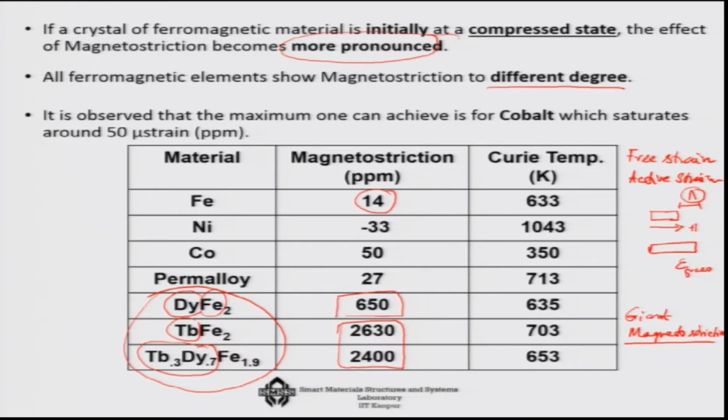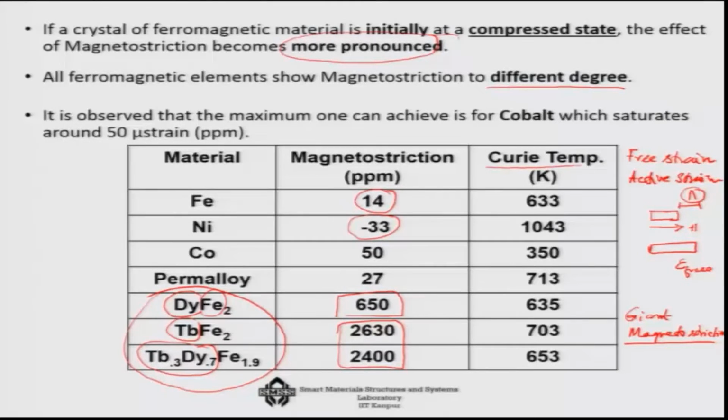Now, that is one point. The other point is that among all these materials, nickel shows negative magnetostriction. So, that means most of these materials, if I apply magnetic field, will expand, but there is this anomaly, that is in nickel, that instead of expansion it will compress if I apply the magnetic field, and this has to do with the orientation of the magnetic domains in nickel. So, that is an anomalous behavior.